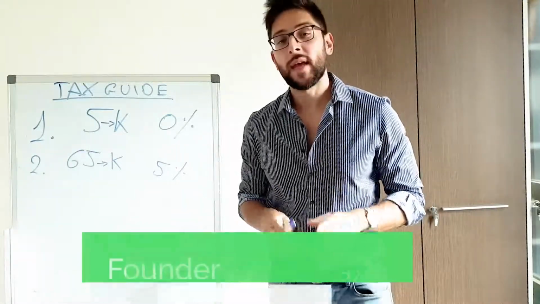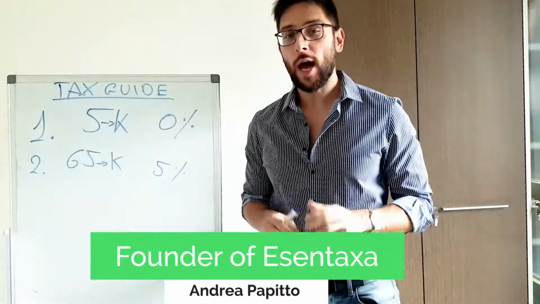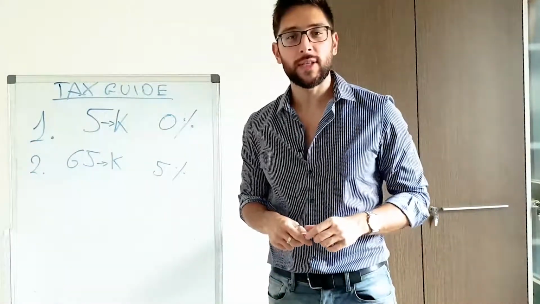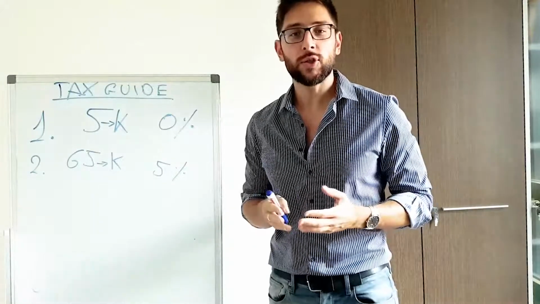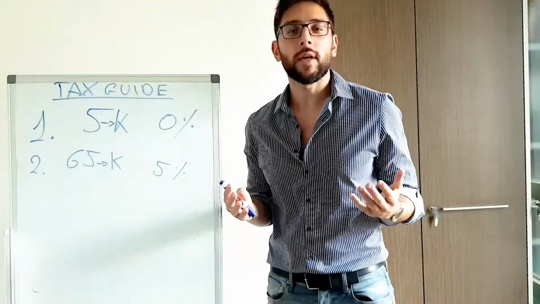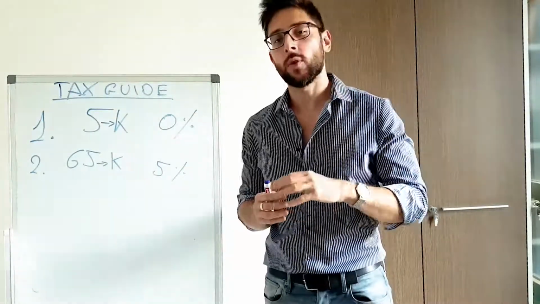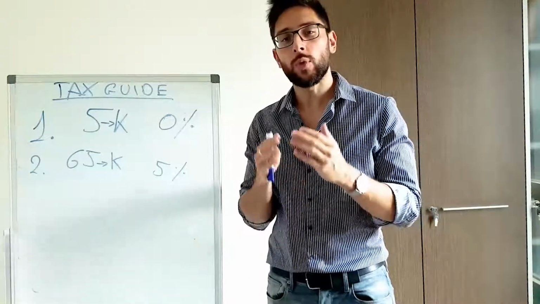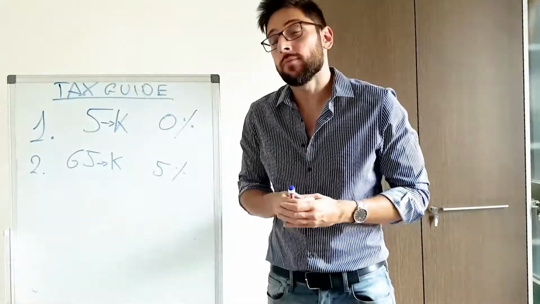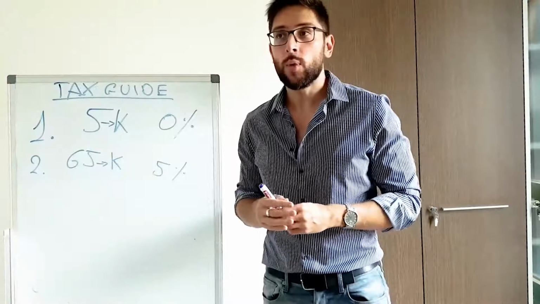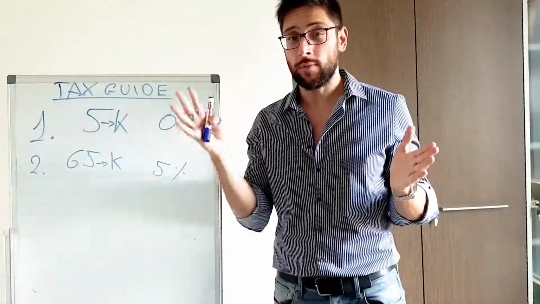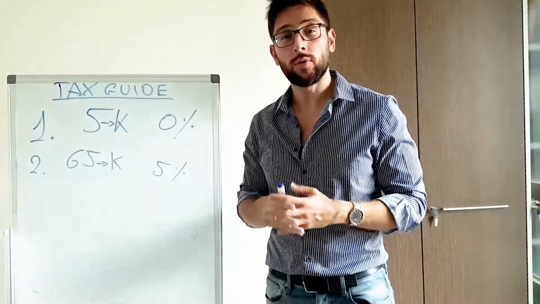Andrea Papito here. In this video, I'm going to explain how to pay less taxes in Italy, skipping the IRPEF taxation, which is basically the taxation on individuals, the famous taxation in brackets. Like in every country in the world, we have brackets, certain intervals in which we pay a certain percentage. In Italy we also have the progressive taxation system, which starts from 23% up to 43%. So it's a lot of money that you're going to give to the state.